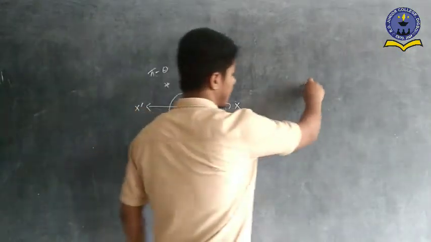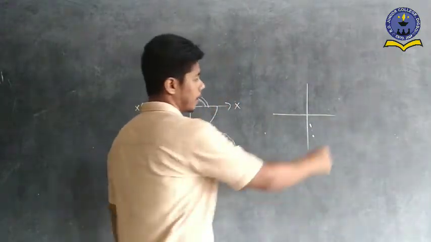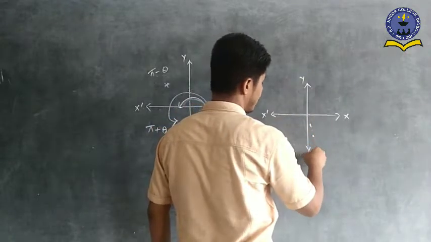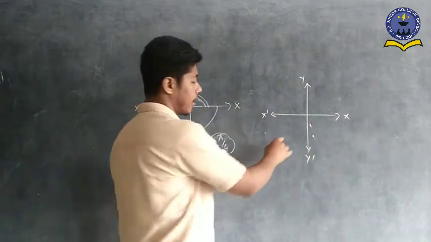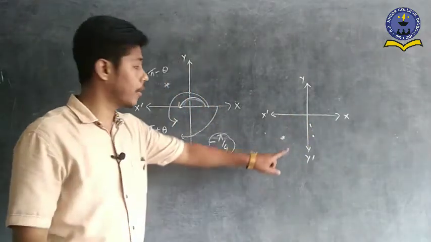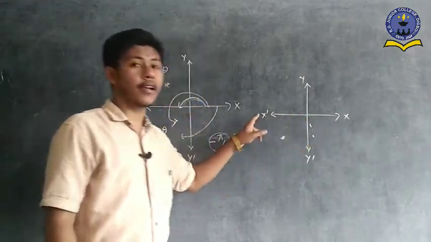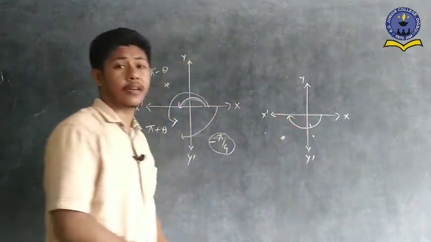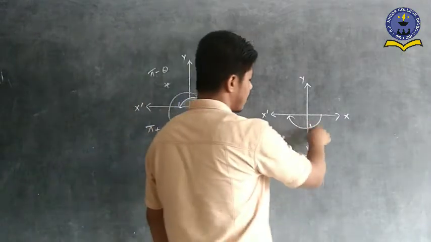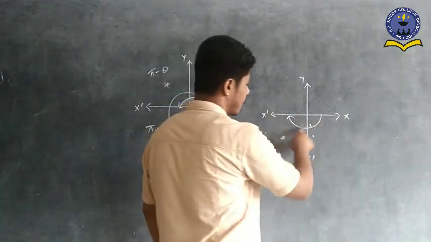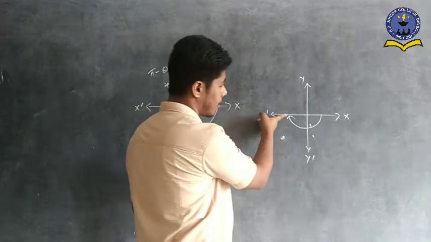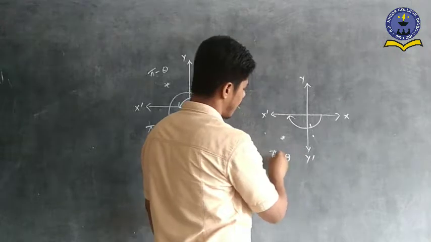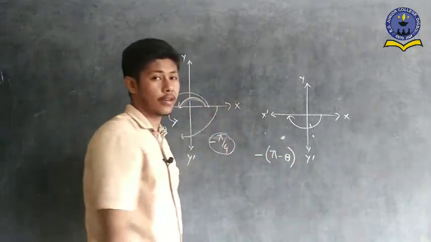Suppose we see another example here: this one is x, here it is x dash, and this one is y dash. Suppose we need one angle in the third quadrant and we measure it in the negative direction. So we have to measure in the clockwise direction, isn't it? If we measure in the clockwise direction up to this, it is 180, and the angle decreases here, so what do you have to write? Pi minus theta, and in front of this we have to use a negative sign.